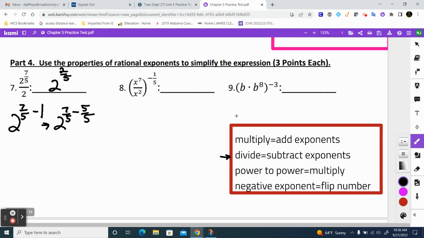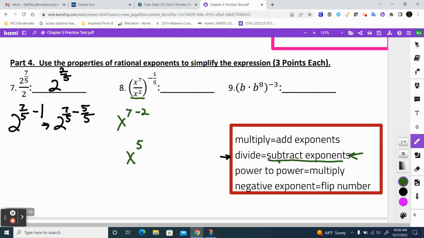All right. So, got to do the parentheses first. Okay, it's division. I wonder what we do. Subtract the exponents. Okay, if I have 7 of something and I take away 2 of something, how many do I have left? 5. Okay, we got that one.